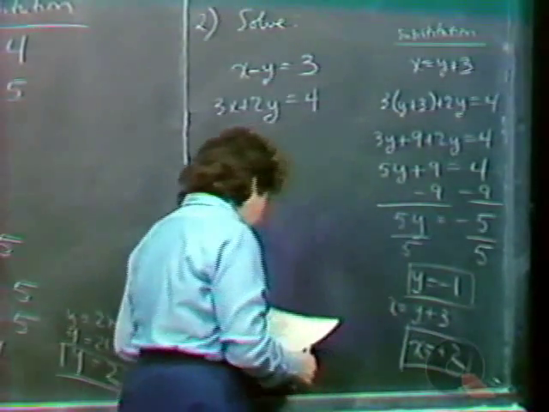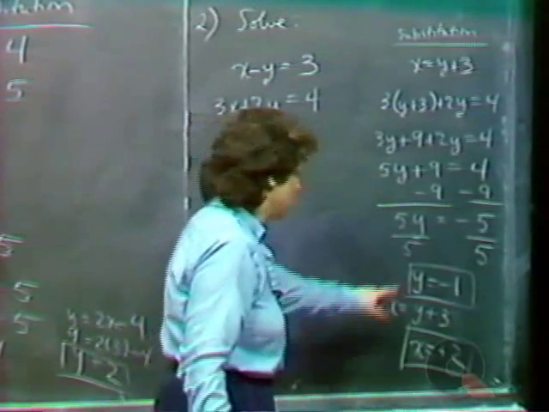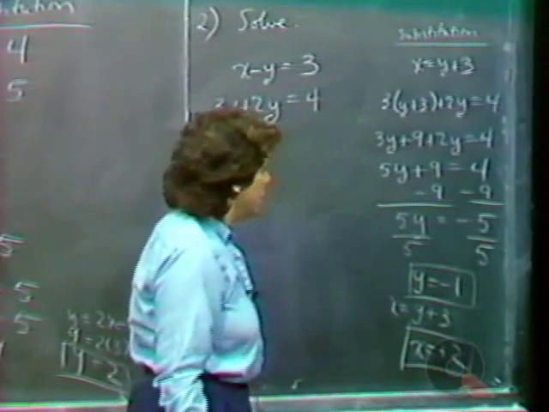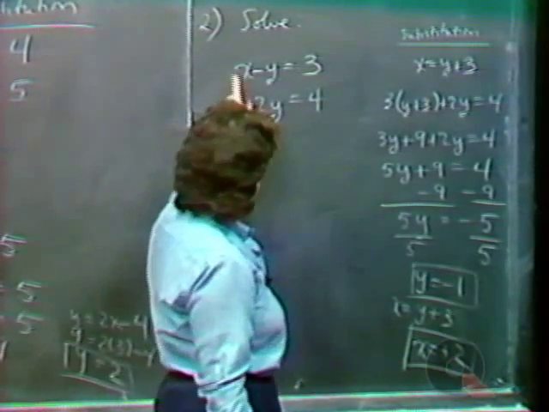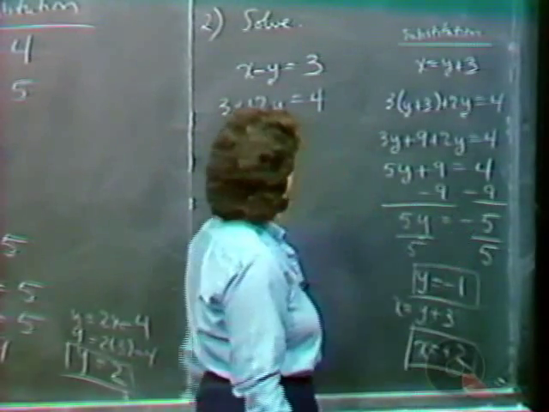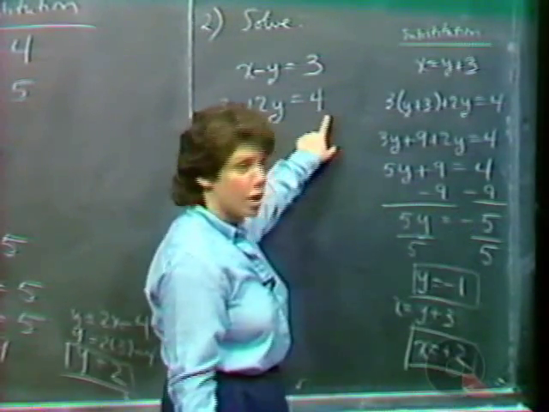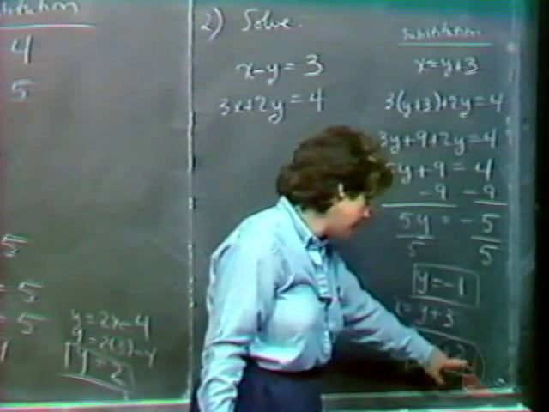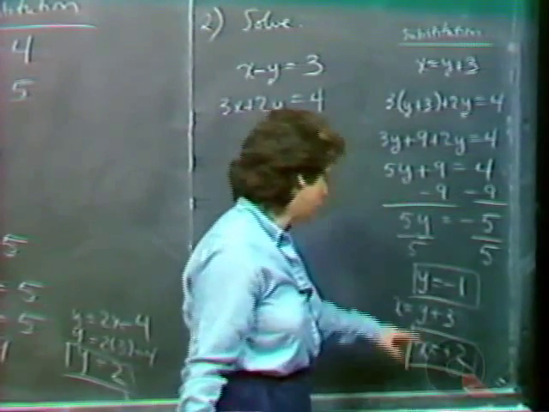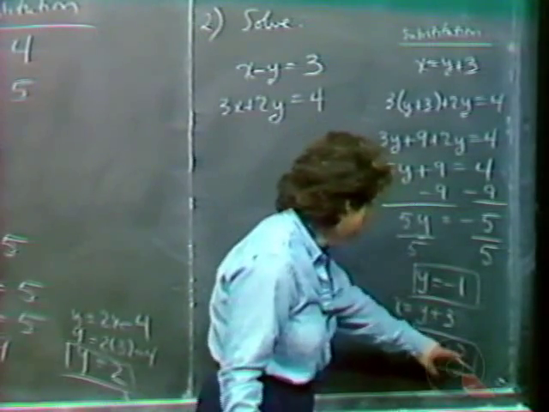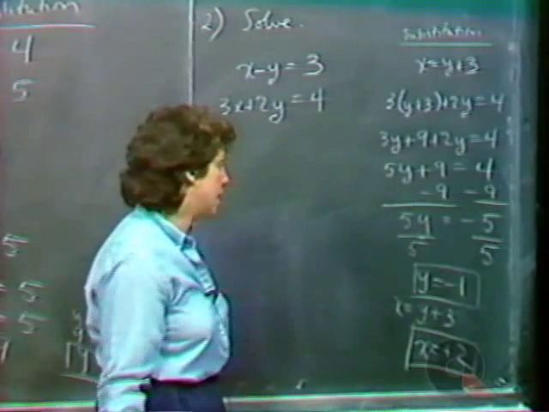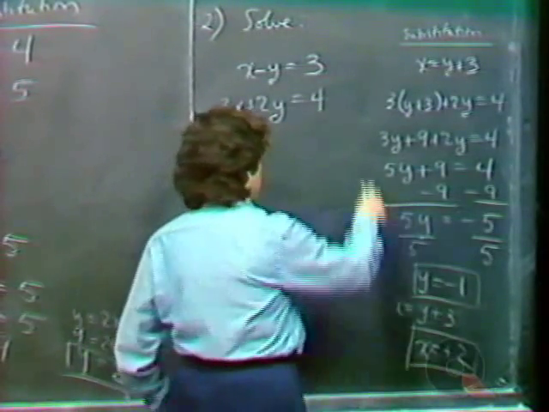So y is minus 1 and x is equal to 2. Here I substituted minus 1 plus 3 and I got 2. Let's check this. x minus y should be 3. 2 minus minus 1 is 3. 3x plus 2y should be 4. 3x, that's 6, plus 2y, which is minus 2. 6 minus 2 is 4. So it checks out. So that's by substitution.